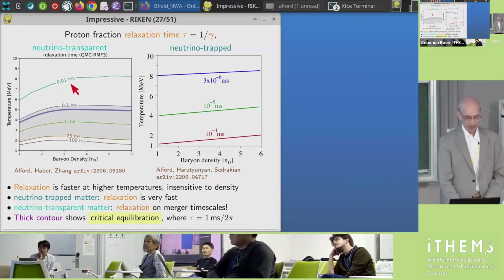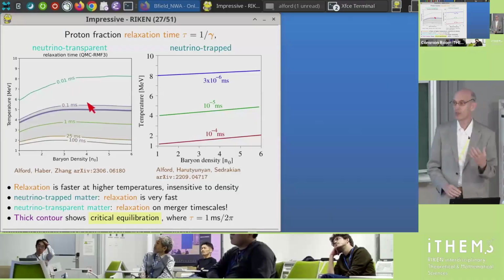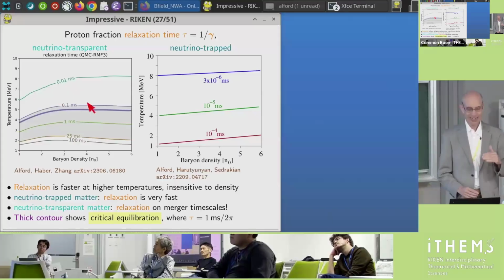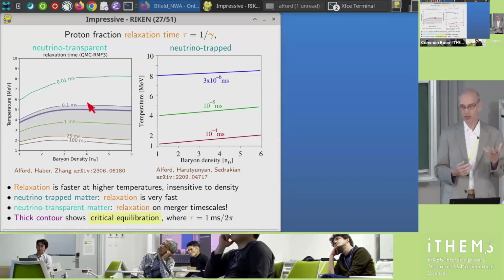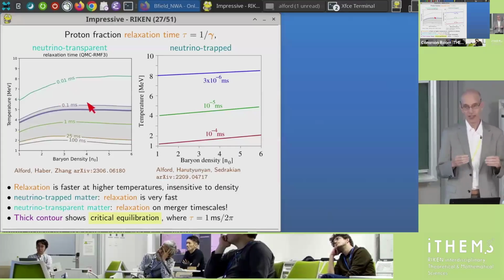The contours are pretty horizontal though, right? The density is not making so much of a difference. It's mainly temperature that's driving how quickly the thing relaxes. And that's because these processes, those Urca processes, involve particles near the Fermi surface. And as you turn up the temperature, there are more available states near the Fermi surface. There are more holes below the Fermi surface.